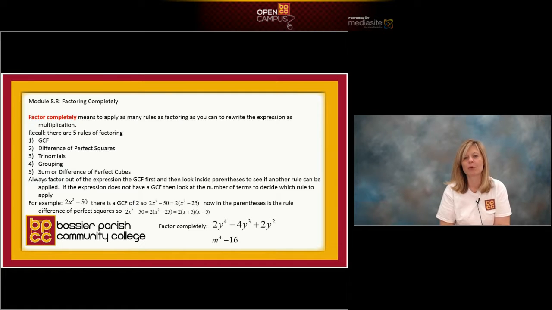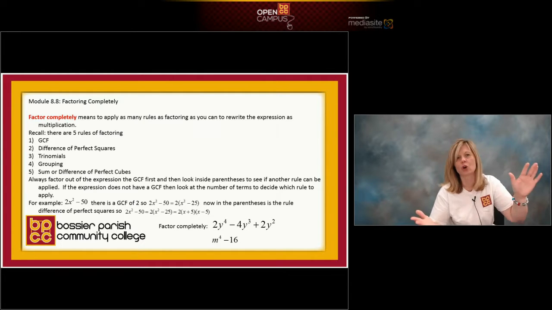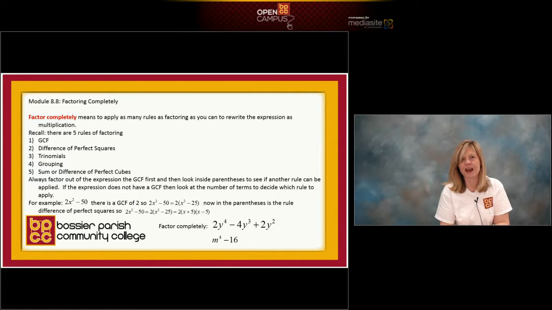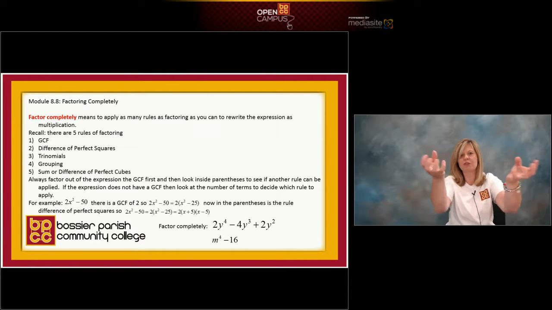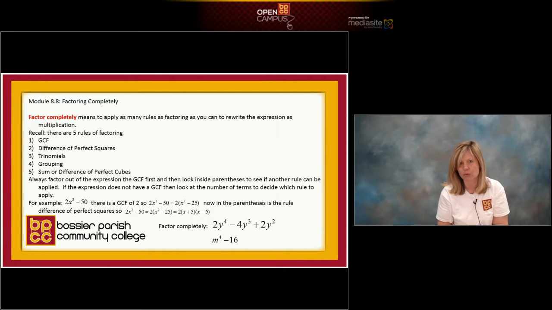Okay, so if you look at your PowerPoint, here's my expression I want to factor. 2x squared minus 50. So the first thing I look at is I say, okay, the first rule of factoring we always try to do is GCF. It doesn't matter if we have 2 terms, 3 terms, 4 terms, 5 terms, 8 terms. Every time you're asked to factor, the first rule you look for is GCF. If your terms have something in common, a term in common that you could factor out, you need to do that first. That's why it's listed as rule number 1.